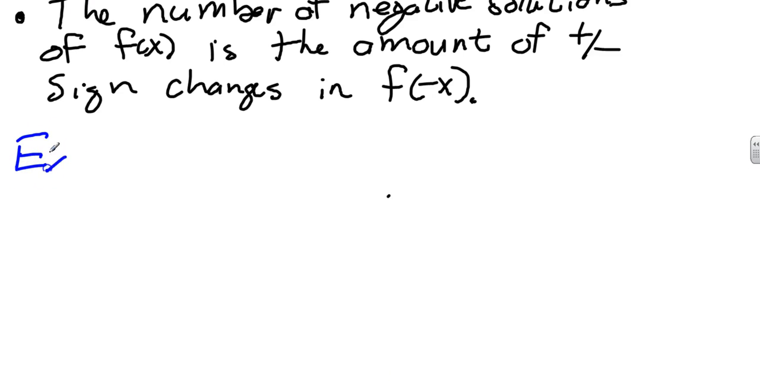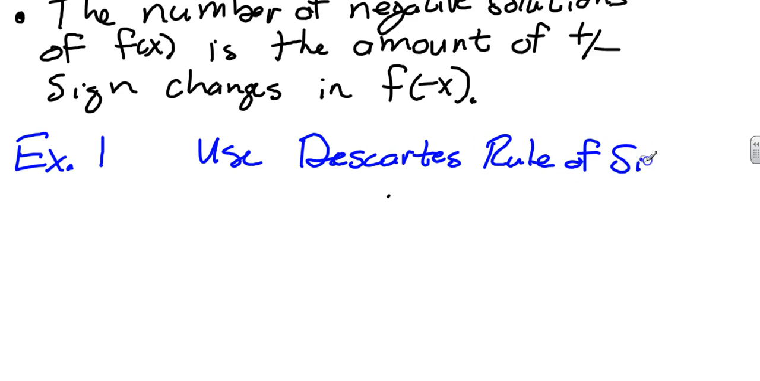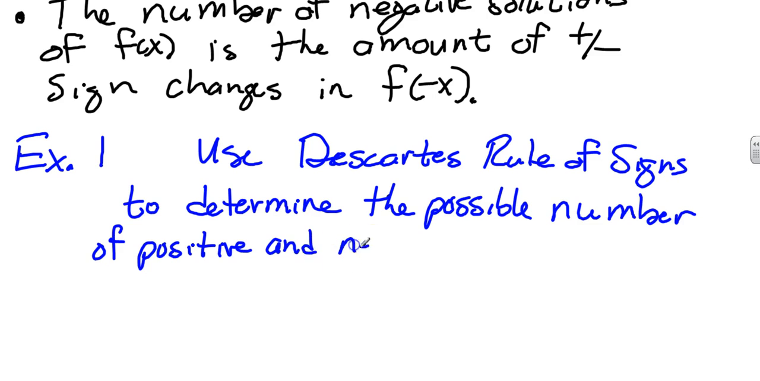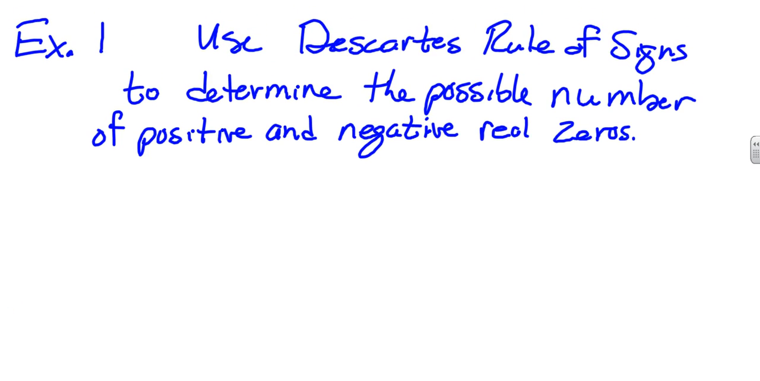Okay, so let's give you some examples here. We'll throw a couple at you. So they'll tell you to use Descartes' rule of signs to determine the possible number of positive and negative real zeros. Because we'll do 2 or 3 questions, so that'll be the direction that we're looking at.